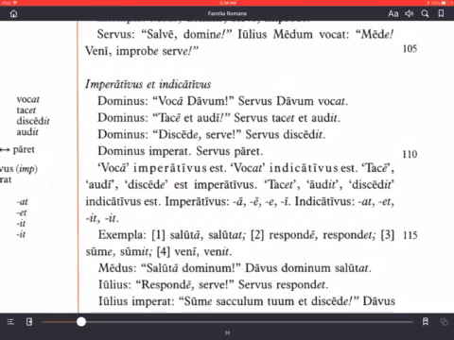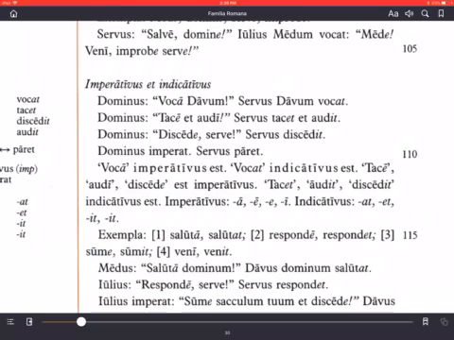So discede is an example, go away. Curre would be run. Pone would be put or place. Those are some other examples of verbs of that type. The long I is for fourth conjugation. Indicativus: at, that's the first conjugation. Et, second conjugation. It and it, third and fourth.